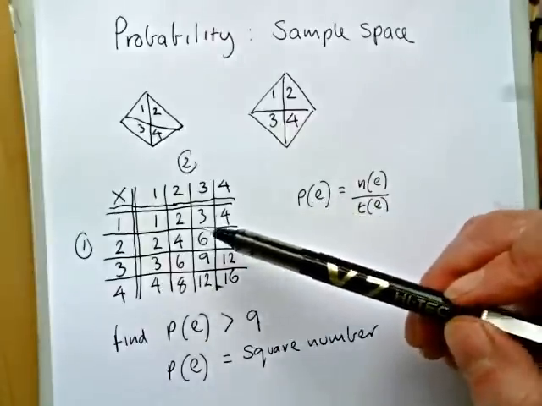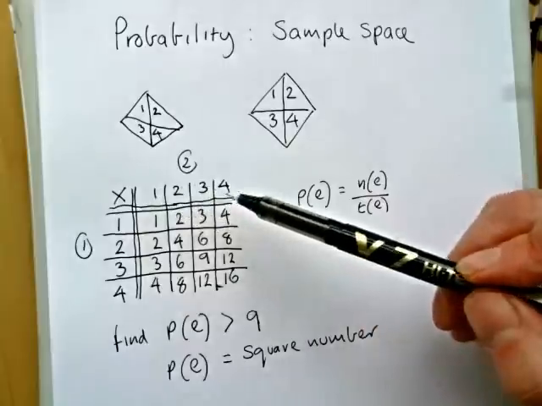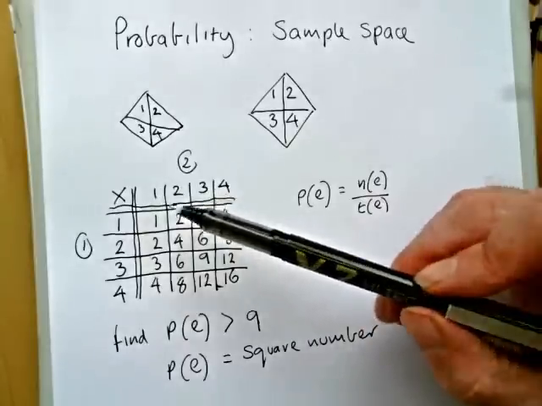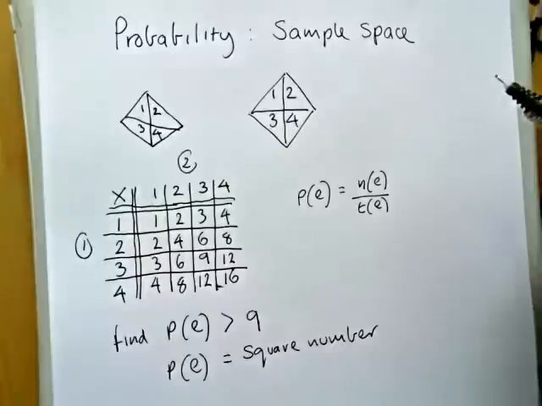Although the 4s are the same, one came from a 4 on the first and a 1 on the second, whereas this 4 comes in a different way. It comes from a 1 on the first and a 4 on the second. So we do have 16 outcomes.